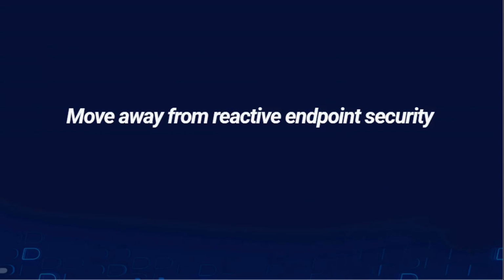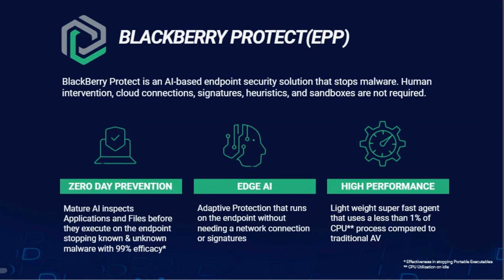So let's take a look at the very first concern we talked about. How do you move away from reactive endpoint security? Our answer to that is BlackBerry Protect. It's an AI-based endpoint security solution. As I mentioned before, we're on the 7th generation of that AI model. It inspects applications and files before they execute, and we do that with 99% efficacy. And all of this is done on the edge, on the endpoint itself.